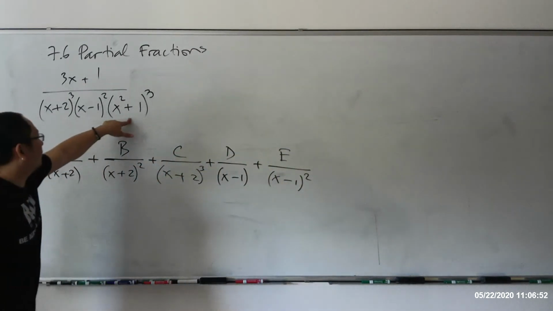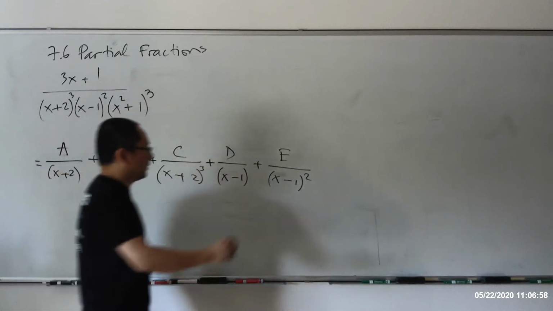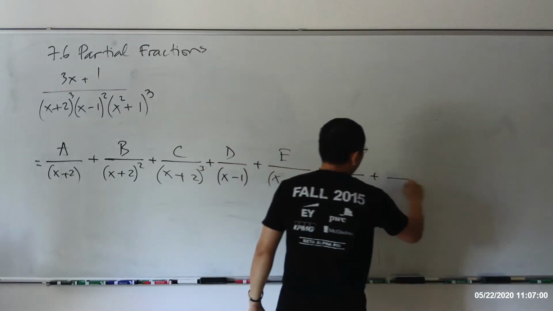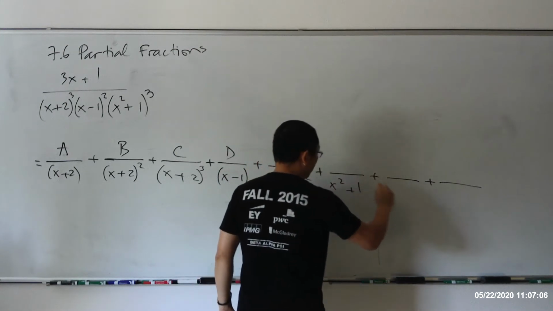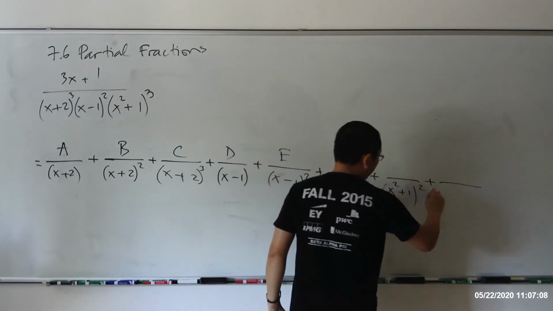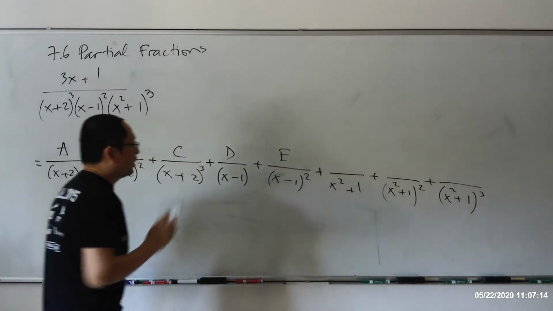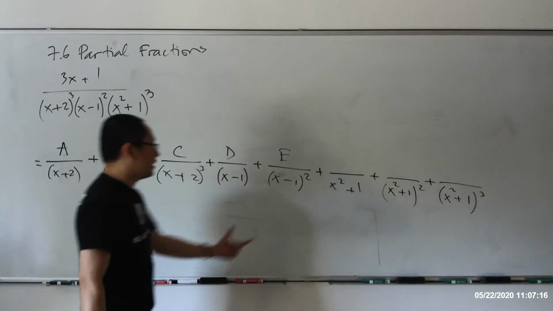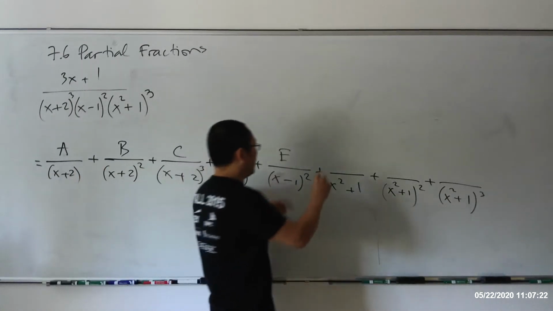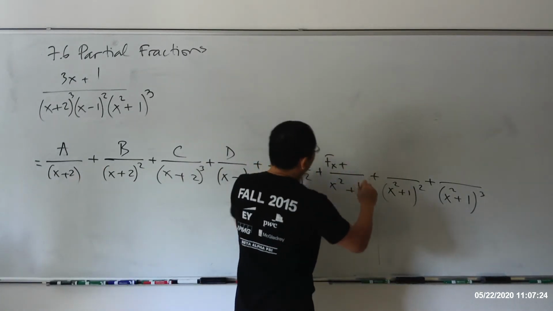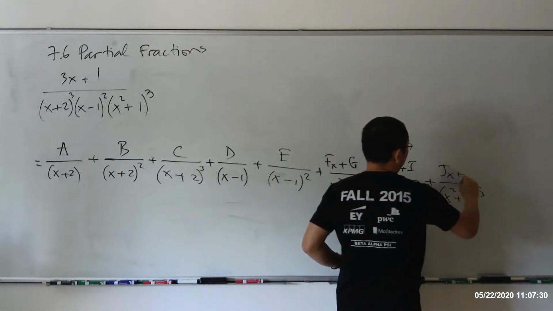Now, let's move on. The third factor is not linear anymore, but we just talked about multiplicity. We got multiplicity 3, right? So I'm going to have 3 possible partial fractions. Could be x squared plus 1, x squared plus 1 squared, or x squared plus 1 cubed. Now, here comes the difference. On the numerator, since the denominator is of degree 2, the numerator could be degree 1. So it's going to be Fx plus G and so on: A, B, C, D, E, F, G, H, I, J, K.